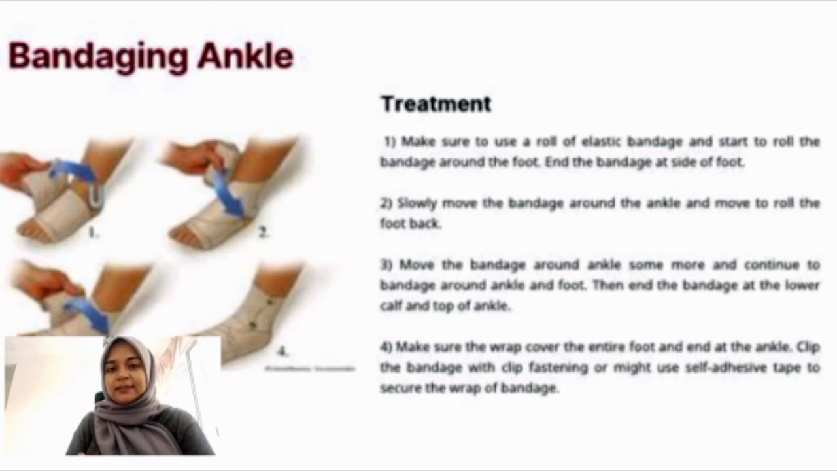So now, let's see how to treat an ankle injury with a bandage. The treatment: first, make sure to use a roll of elastic bandage and start to roll the bandage around the foot and end the bandage at the side of the foot. Slowly move the bandage around the ankle and move to roll the foot back. The third one is to move the bandage around the ankle some more and continue to bandage around the ankle and foot, then end the bandage at the lower calf and on top of the ankle.